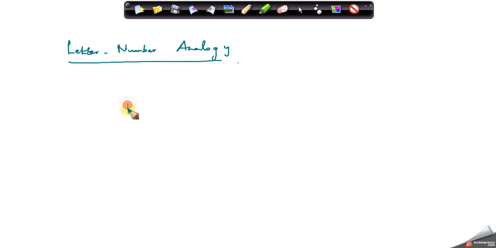The final one is letter number analogy. How to do this one in this case? So I can explain the same thing with an example in this case. PALZ.